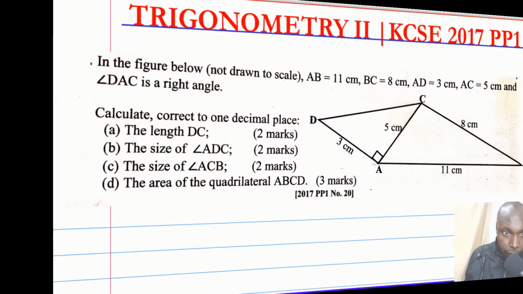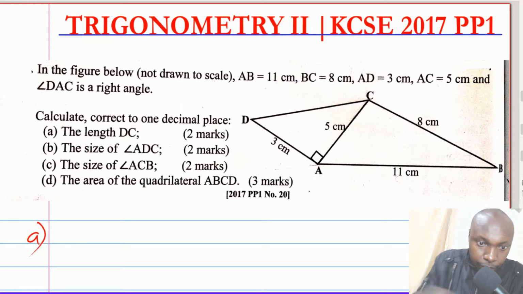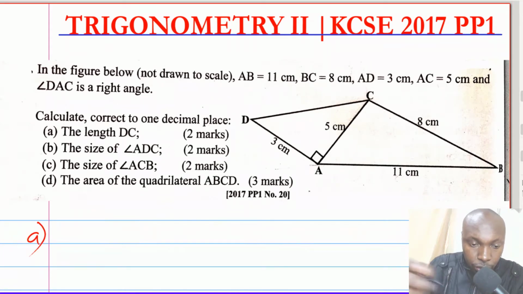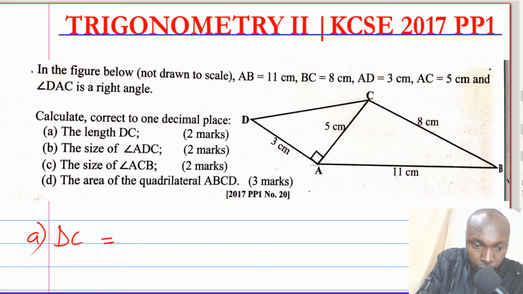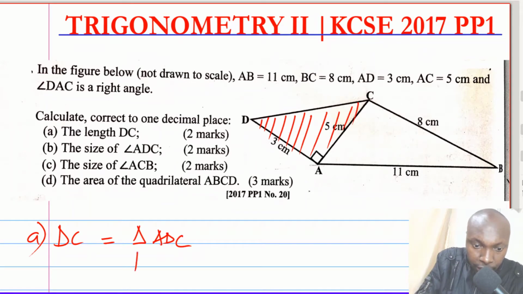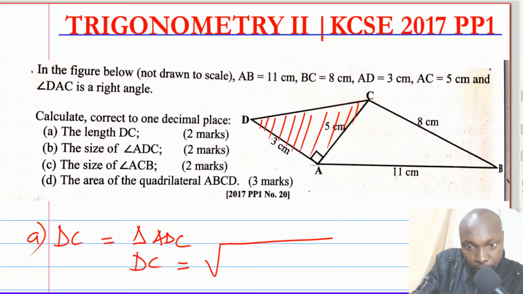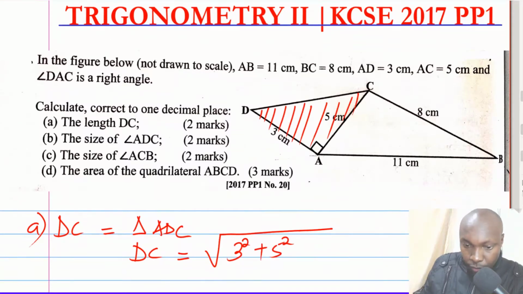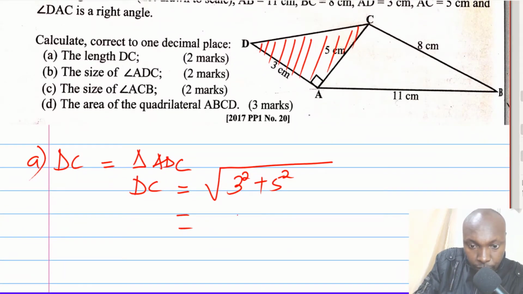So let's go straight to the first part of the question, which is part A. Now part A, you're supposed to get the length DC. So to get length DC, we shall use triangle ADC. Triangle ADC is the one that I'm shading. Now you notice that this one is a right angle triangle. So to get DC, we shall use Pythagoras theorem. Pythagoras theorem is supposed to be used like this: the base squared plus the height squared, then get the square root of that. This will give 9 plus 25.